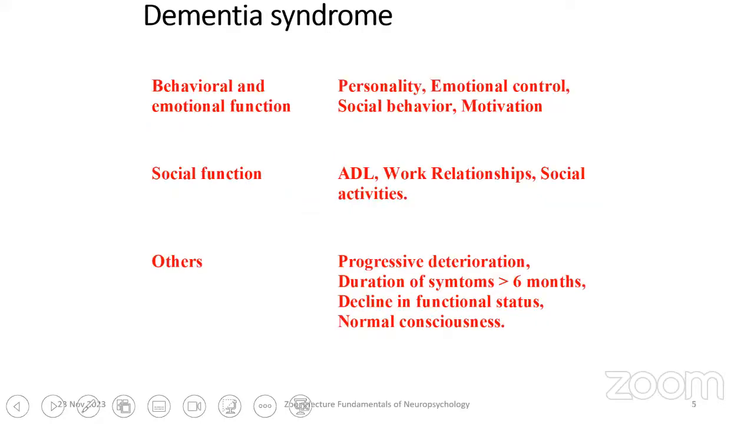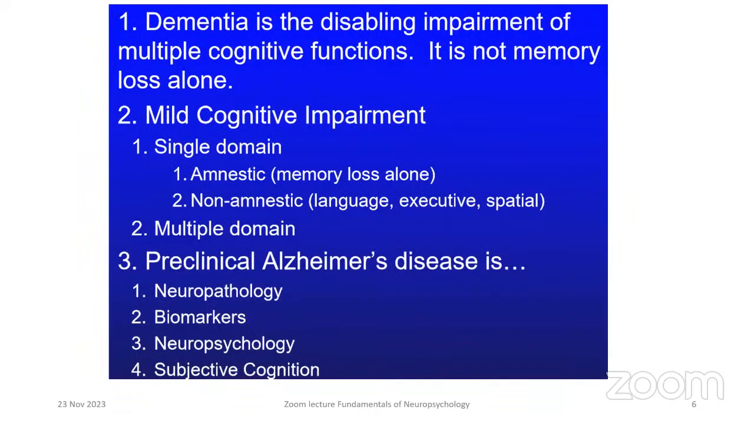Behavioral and emotional functions: the personality, the emotional control, the social behavior, motivation. Most important is social function. There should be a definite fall in activities of daily living, work, relationships, and social activities, and all should have a progressive deterioration, importantly with duration of symptoms more than 6 months. And there should be a decline in functional status, and consciousness should be preserved. These are the important points. So, if you look at dementia, there is a disabling impairment in multiple cognitive functions. It's not only memory loss alone, that's what is important. It has other domains also, which we'll see.